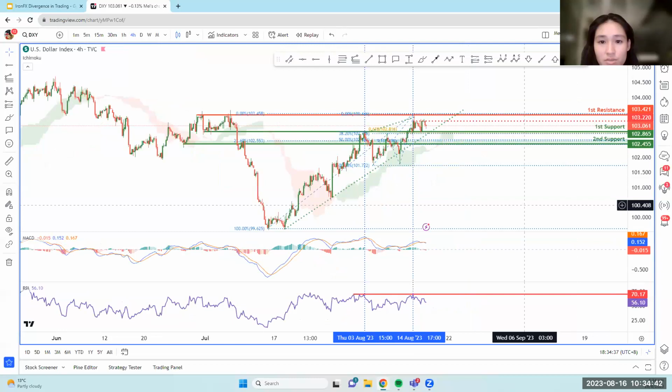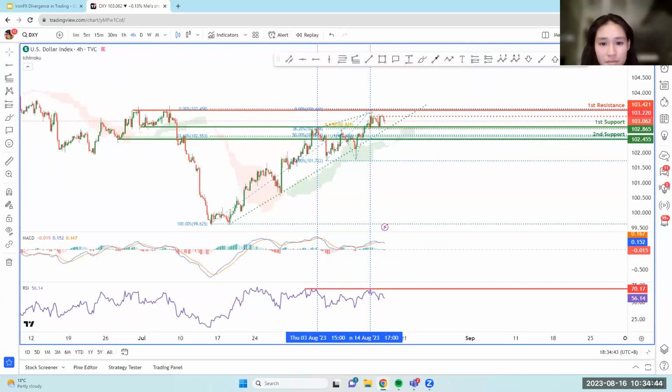Any questions so far? If not, let's take a look at our next chart. Maybe we'll go ahead and take a look at dollar franc.